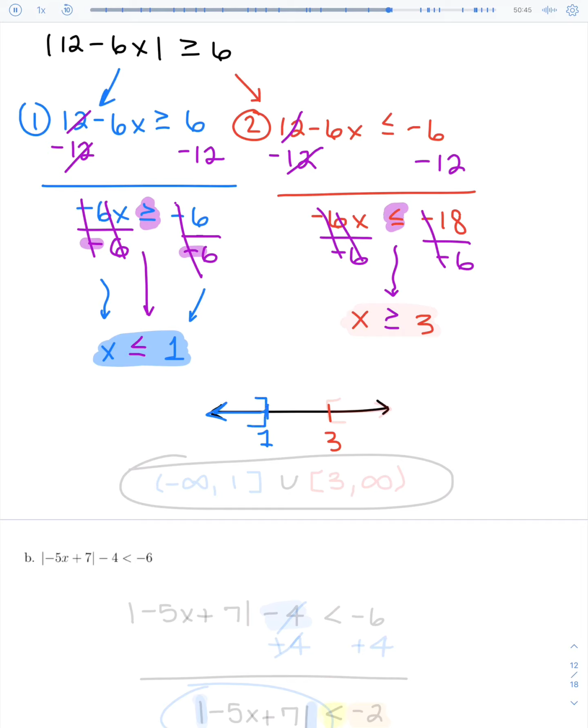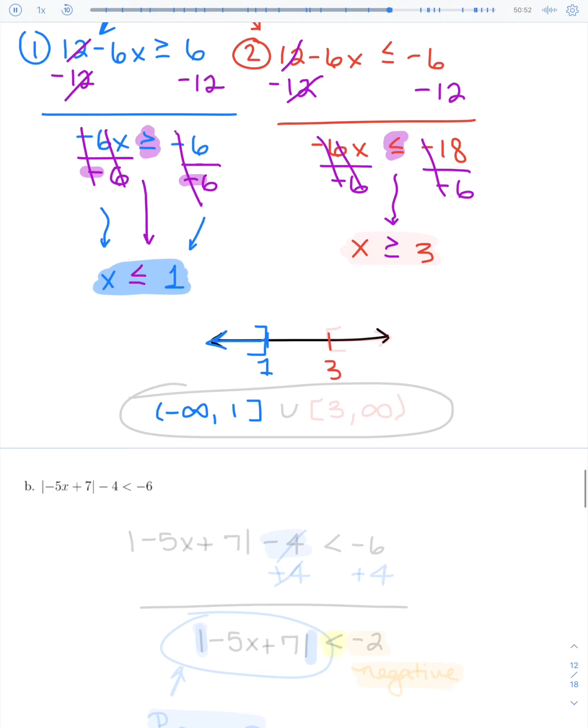And how we would read this graph, because it comes first, is negative infinity to 1, where we have a bracket. The other piece, the second inequality, has x is greater than or equal to 3, which would be pointing to the right, and because of the equal to, would also have a bracket. That piece would be read as a bracket at 3 continuing on to infinity forever, which also has a parentheses, and to unite these two pieces, we'd use the union symbol, and that would be our final answer.